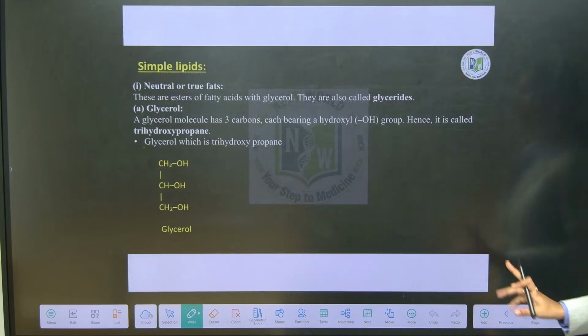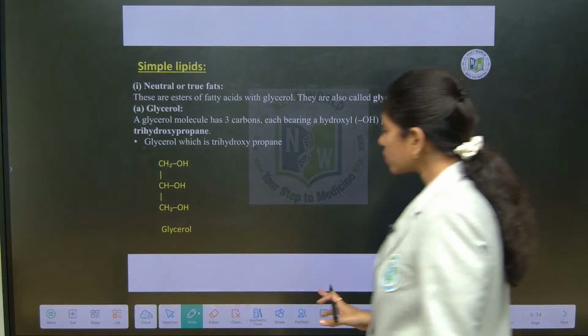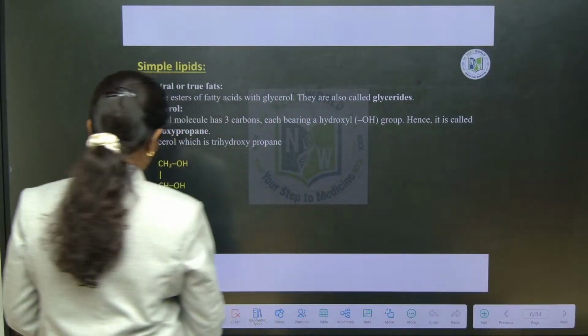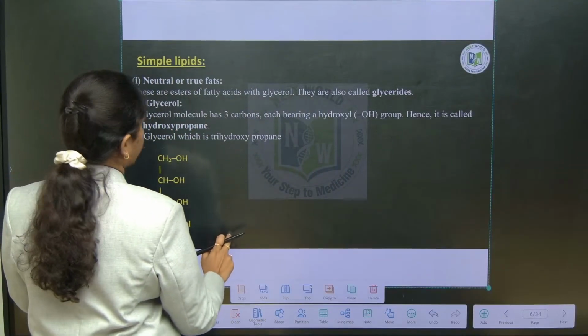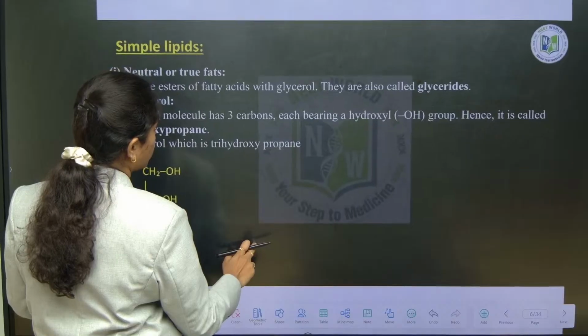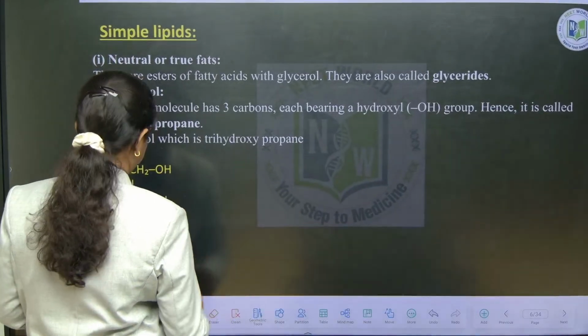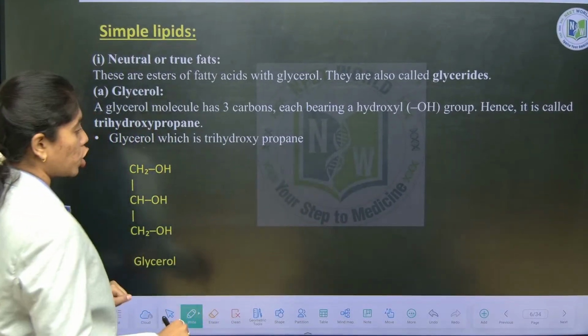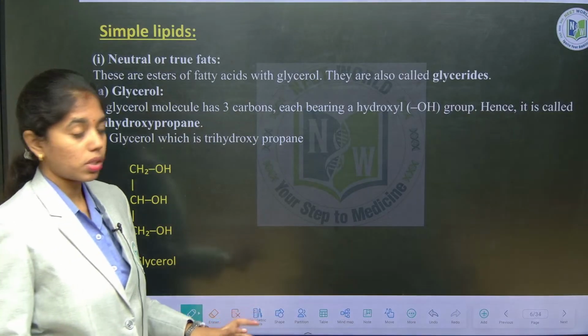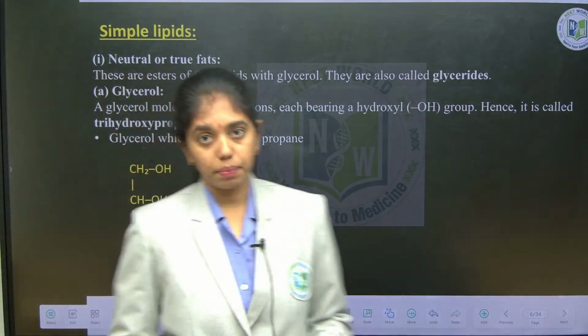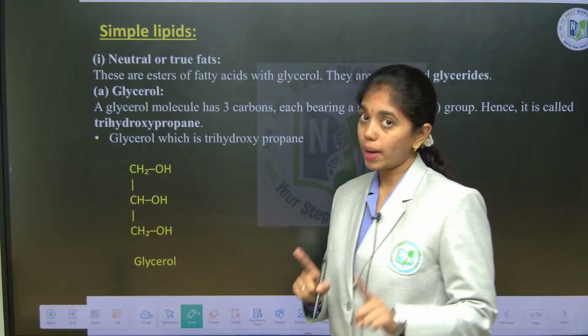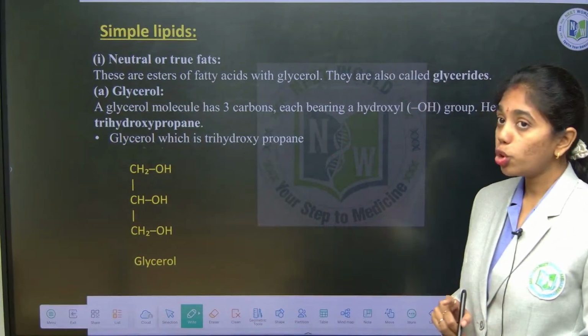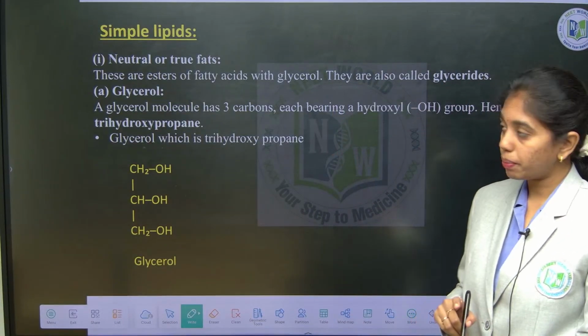Next you look into simple lipids. We have these types: simple lipids, conjugated lipids, derived lipids. We have 3 types of lipids. Let us exercise it one by one. First is neutral or true fats under simple lipids.